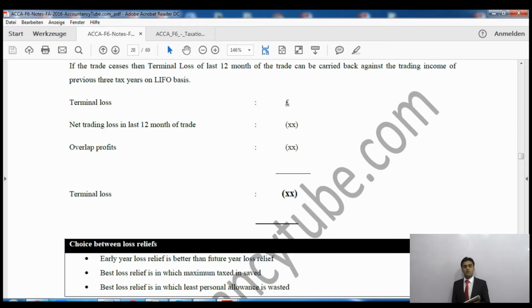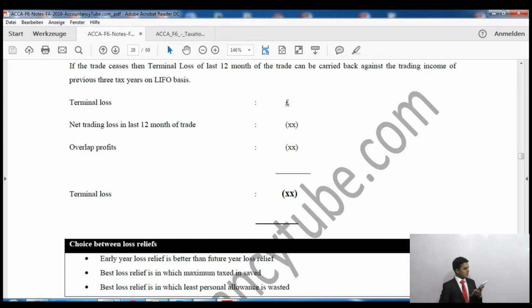So this time we will do the LIFO basis, which is last in, first out, which means the latest year first, then the earlier year, and then the very earliest year, right? And we can set off against the total net income. So if the trade ceases, then the terminal loss of the last 12 months of the trade can be carried back against the trading income of the previous 3 tax years on LIFO basis, right?